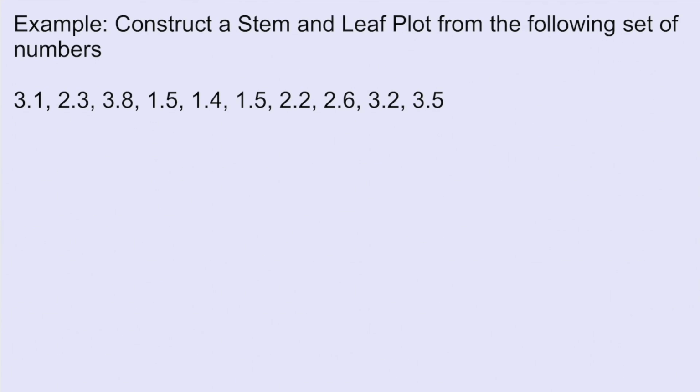The first thing I'm going to do is look across my numbers and decide what numbers I want for my stem. So I'm just going to draw a stem down the page, and let's just write down the numbers. Well, clearly the numbers 1, 2, and 3 are important. Then I'm going to go through this list of numbers and cross them off as I go. So the 3.1, the 1 goes here. The 2.3, the 3 goes here. 3.8.